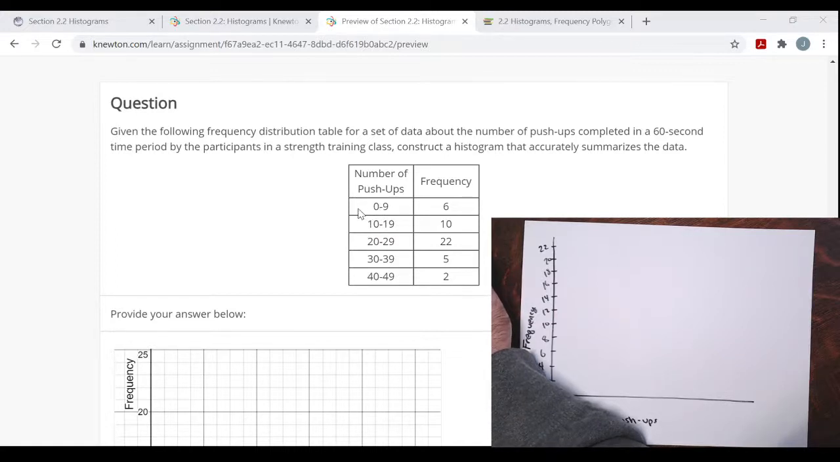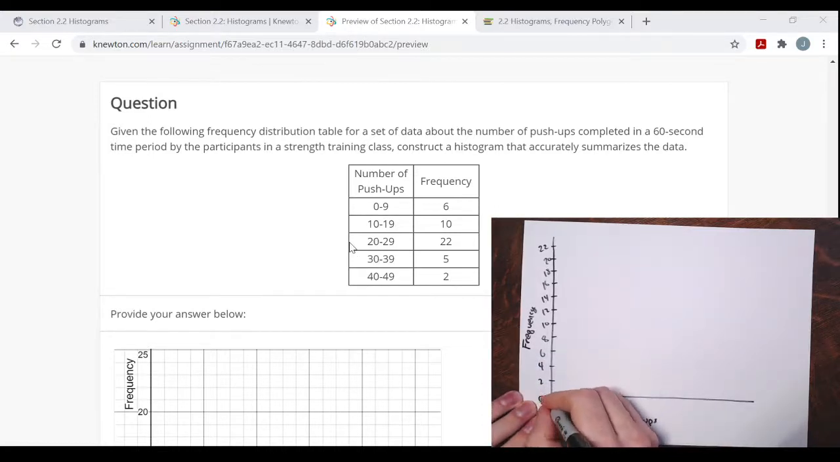Now one way to graph these would be to write all these lower limits. All these groups are called classes. Groups or classes. You have a lower class limit, so all these lower values are called the lower class limits. And then you have upper class limits, right? All these upper values. So you could just write down the lower class limit. So the first lower class limit is at 0. So 0 push-ups. And then the next class starts with 10. And then the next lower class limit starts with 20. And then 30. And then 40.